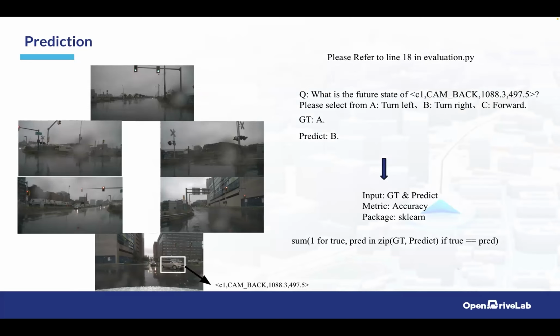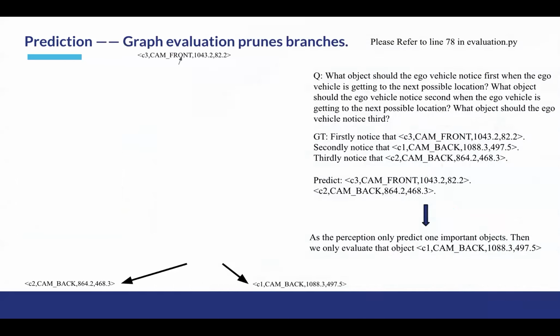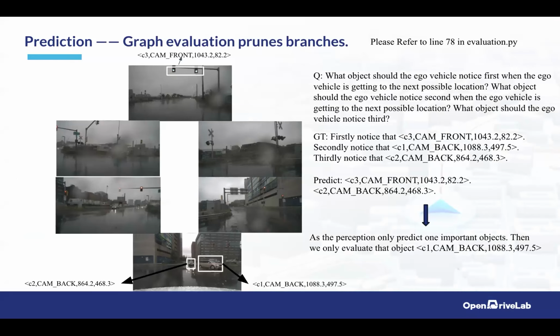So this time we also do it in an NLP style: we give the model a choice, like what is the future state of the ego vehicle at a specific location, and if the answer is the same as the GT one, we mark it correct, otherwise it is a false answer. And for all the previous QA, these are very easy to evaluate.